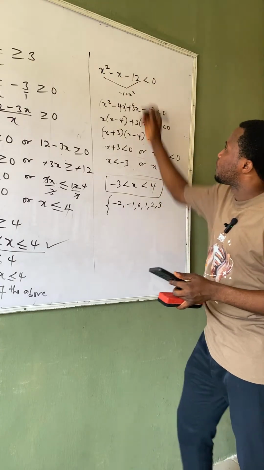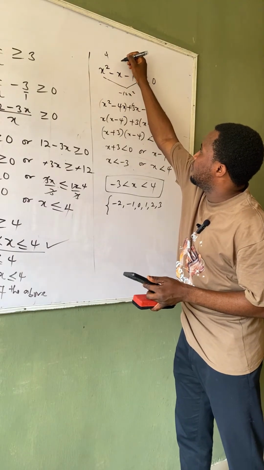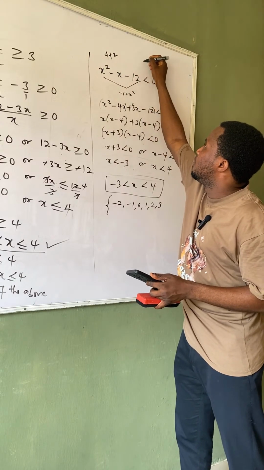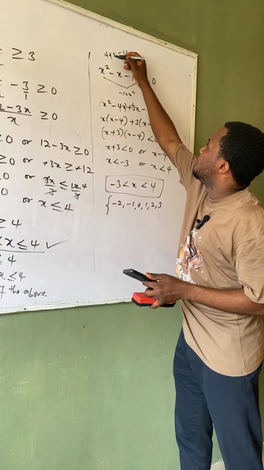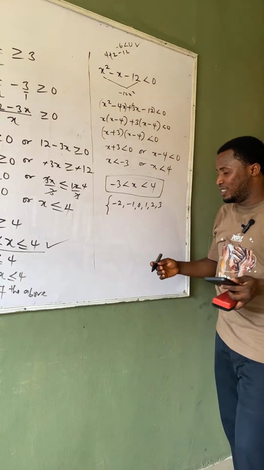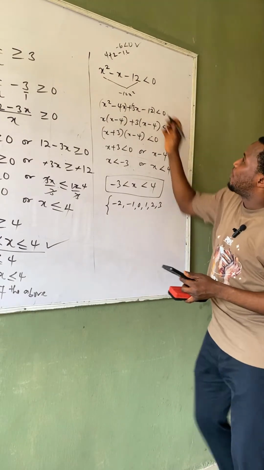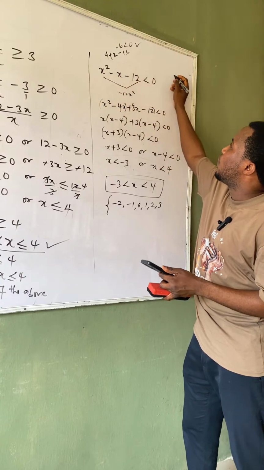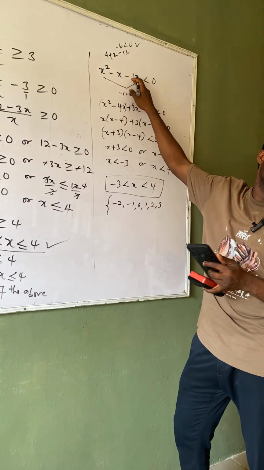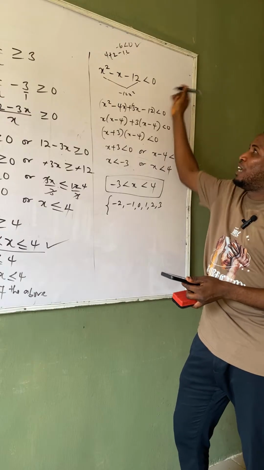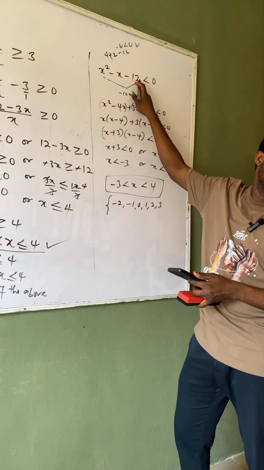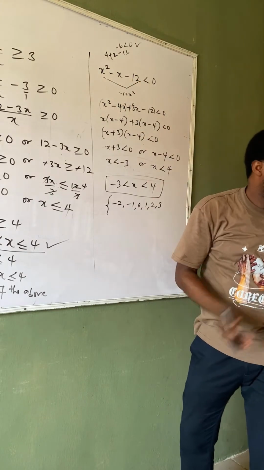Now let's try minus 2. Minus 2 squared is 4. Minus of minus 2 is plus 2, and then minus 12. 4 plus 2 is 6, and 6 minus 12 is minus 6. Is minus 6 less than 0? Yes. Let's try 3. 3 squared is 9, 9 minus 3 is 6, 6 minus 12 is minus 6, which is less than 0. Correct. Now let's put 4. 4 squared is 16, minus 4 is 12, 12 minus 12 is 0. Is 0 less than 0? No, it can't work.